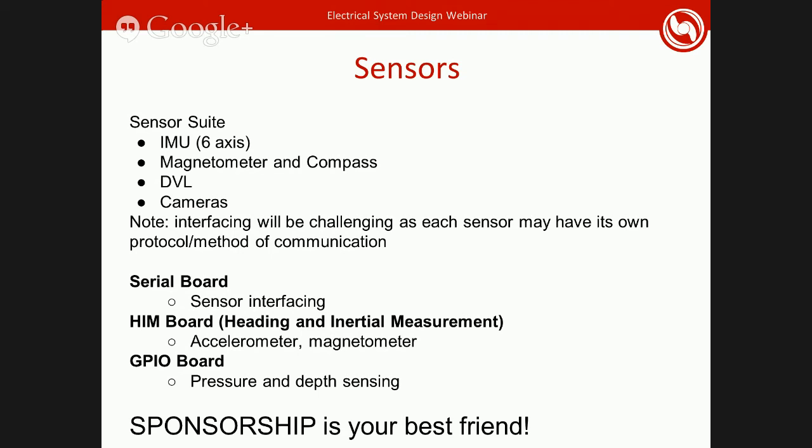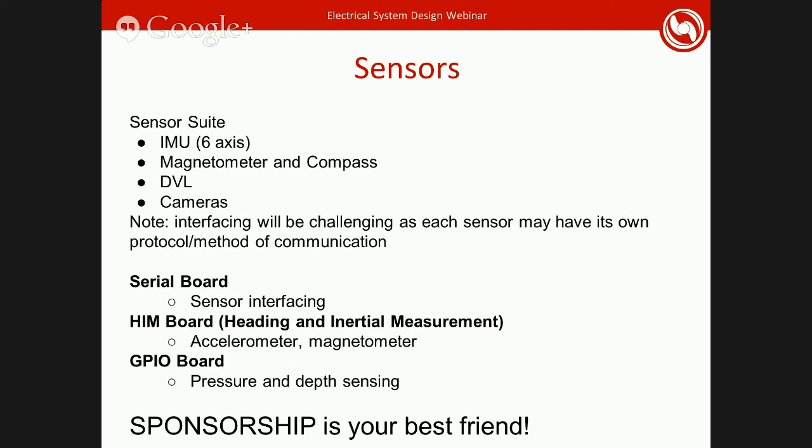Our HIM board, which is heading and inertial measurement, has an IMU and a magnetometer from SparkFun that we actually put on a board. They communicate over I2C, but we do some processing on our microcontroller and we talk back over serial. And then our GPIO board, which has an ADC and a DAC on it in case we need to add anything. So we've mainly used it for pressure and depth sensing and really adding just any of these small projects that we need. We want to make them smaller. We want to move away from off-the-shelf components.